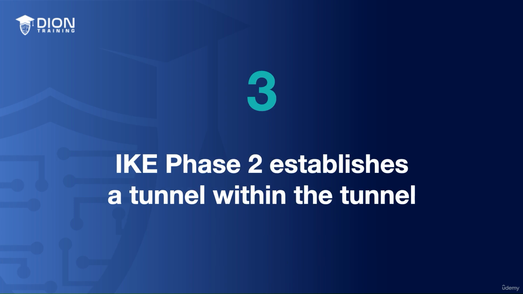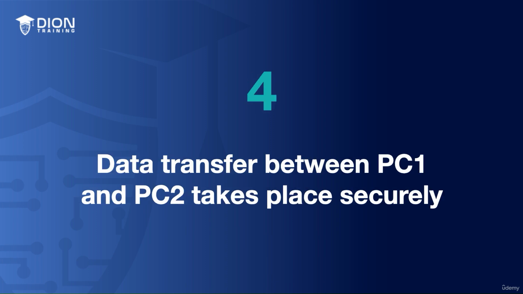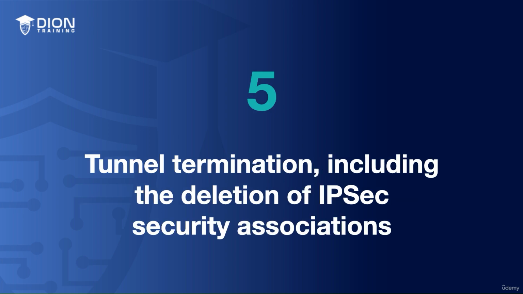Now in Step 3, IKE Phase 2 is going to create this tunnel inside of a tunnel when it's negotiated and set up. Now once this second tunnel is established, we can then begin to conduct data transfer in Step 4, and the information will start flowing between PC1 and PC2 securely. When they're all done with that, we reach Step 5, and the tunnel will be torn down, and the IPsec security associations are going to be deleted. Now, if you want to be able to create another VPN, you can do that by starting this whole process over again from the beginning and going through those 5 steps once more.